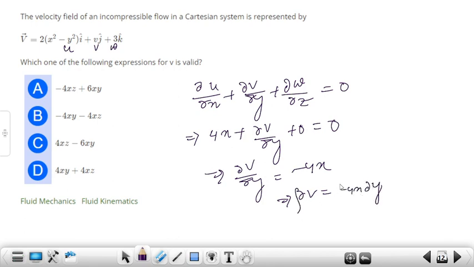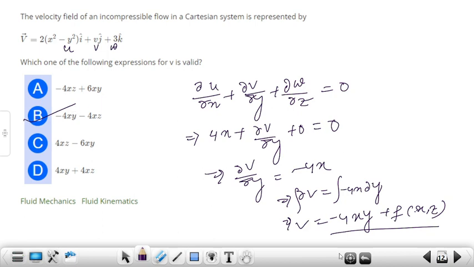del y. Integrating both sides, v is equal to minus 4xy plus a function of, since this is y, the function will be the remaining variables except y, so this is equal to a function of x and z. So match the answer. So this is equal to minus 4xy plus a function of x and z. So option B is the correct answer. This is the velocity field v of an incompressible flow.